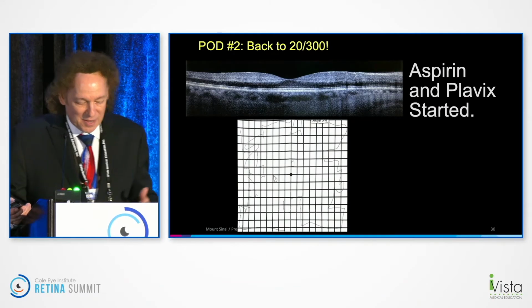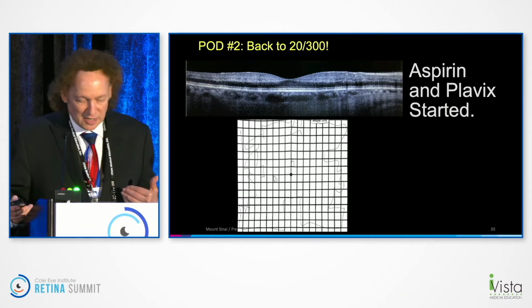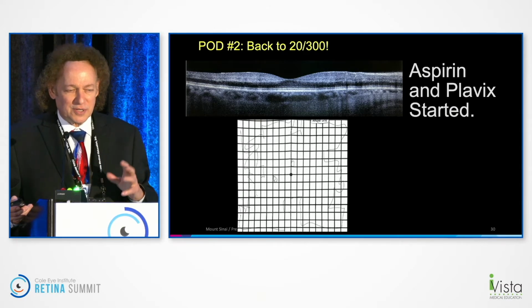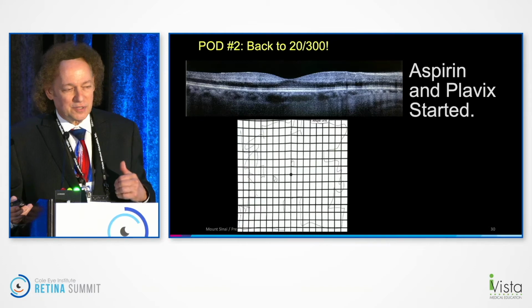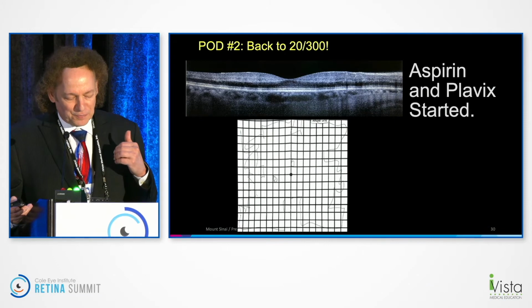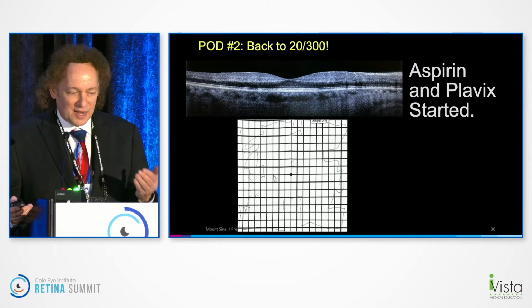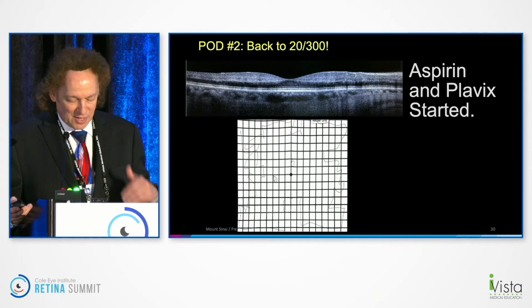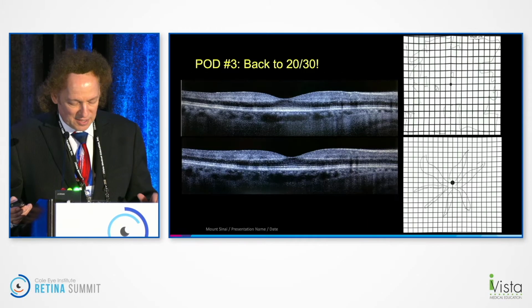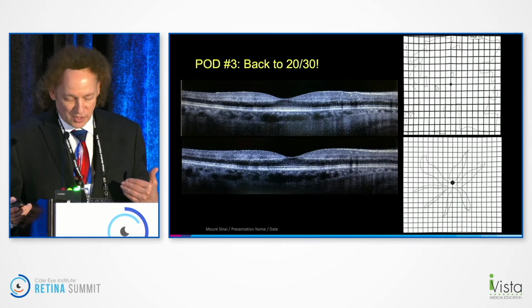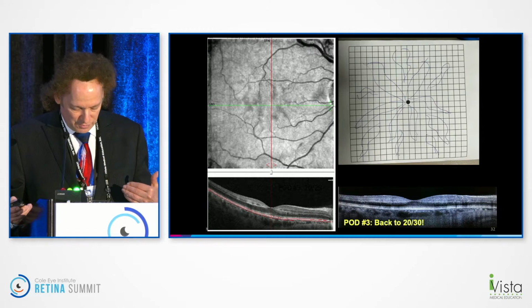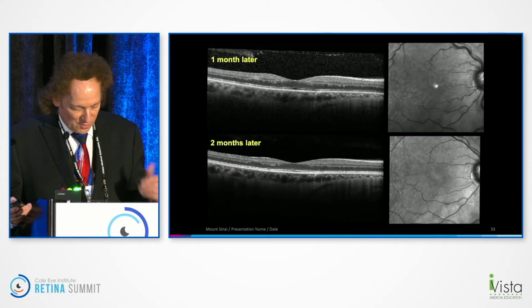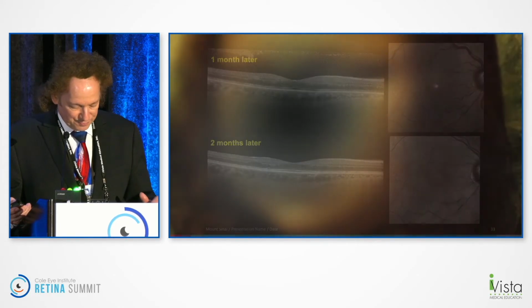And the next day, the patient actually was back to 20/300 because the protocol that they were using, unlike what they would typically do if they did a thrombolysis in the cardiac disease, they hadn't put the patient on Plavix and aspirin, so that was immediately added by the neurologist, and the patient the next day came back to 20/30 and has remained that way for the next 2 months.